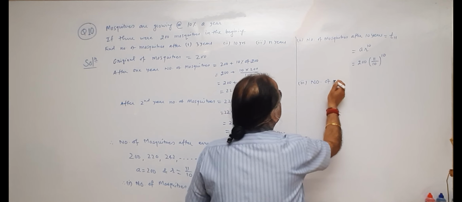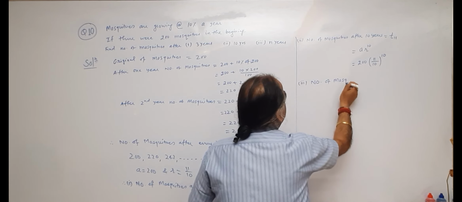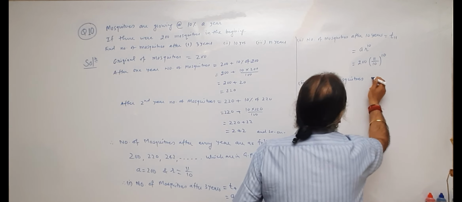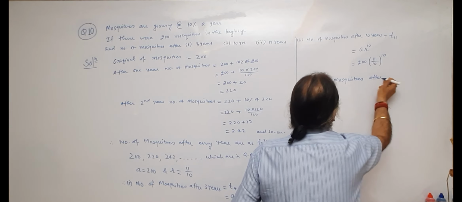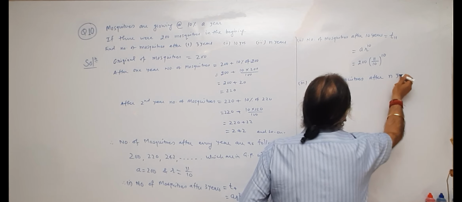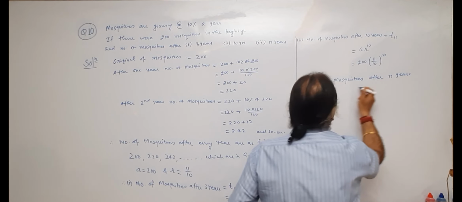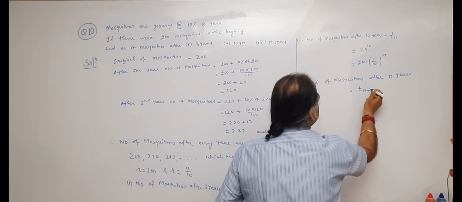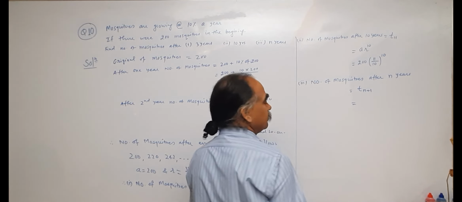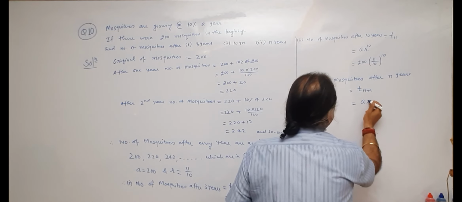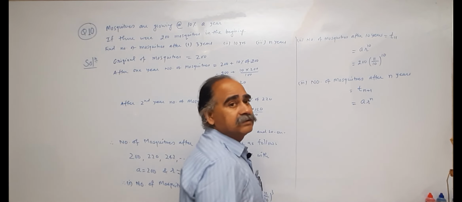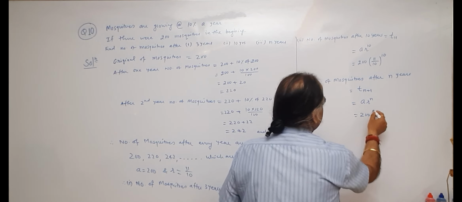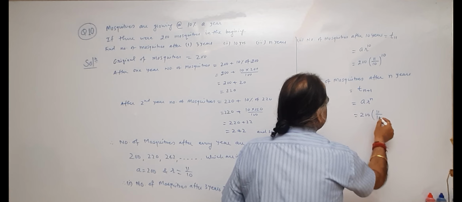Number of mosquitoes after n years will be what? N plus 1th term. A R raised to n. A is 200 into 11 by 10 raised to n.